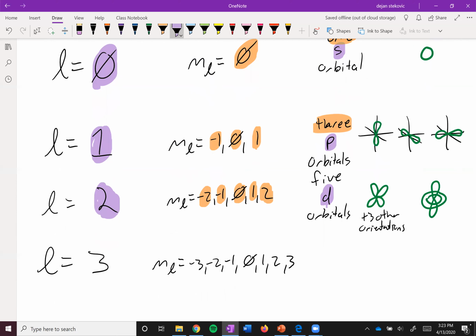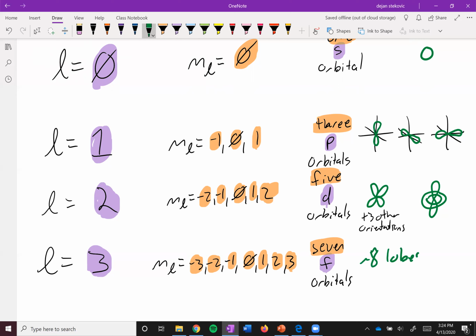And then finally, we have L is equal to 3. When L is equal to 3, we have an f orbital, right, because L is equal to 3. And then we have 1, 2, 3, 4, 5, 6, 7 of them. So we have 7 f orbitals. Basically, these have approximately 8 lobes. It's essentially just 2 d orbitals, it looks like 2 d orbitals combined.